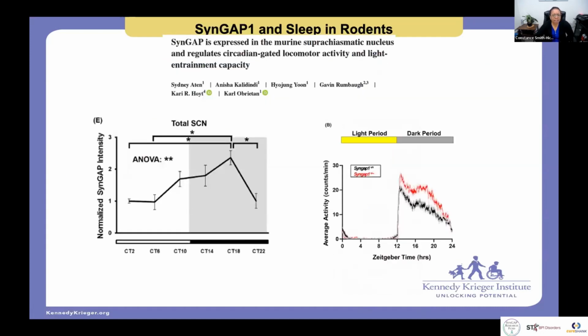Like SHANK3, SYNGAP1 is also an important regulator of sleep. And SYNGAP1 is expressed in the suprachiasmatic nucleus, which is the brain's circadian clock. Its levels vary over the course of a day. And rodent models that are haploinsufficient for SYNGAP1 have increased activity during the dark phase relative to wild-type mice.